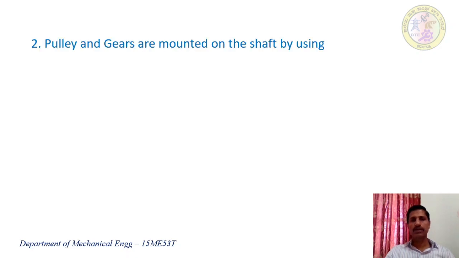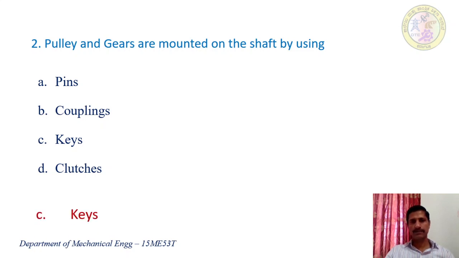Second MCQ is, pulley and gears are mounted on the shaft by using, your options are pins, couplings, keys, clutches. Please give your answer. Right answer is keys. As I discussed in session 1, pulleys and gears are the members which are used to transmit the power from one shaft to another shaft. In order to avoid the relative motion between pulley or gear and shaft, we are going to have a connection, and by using keys we are going to connect.